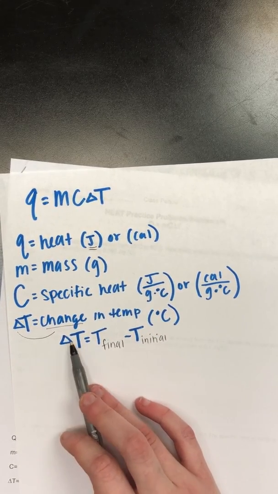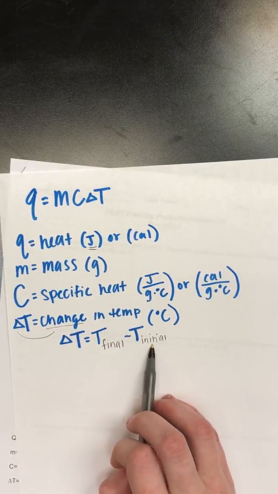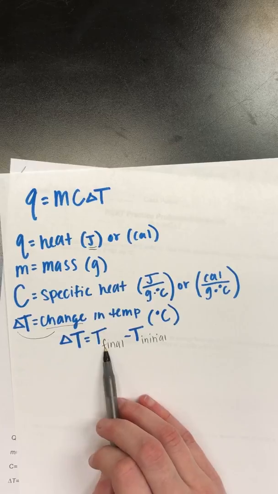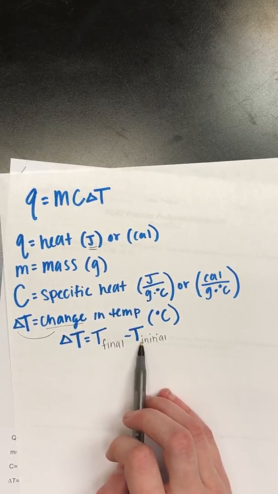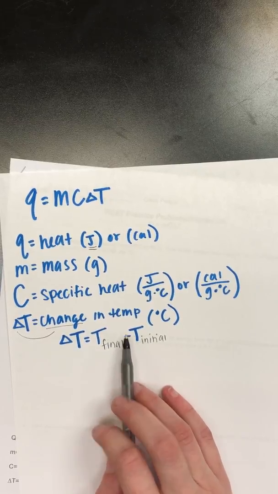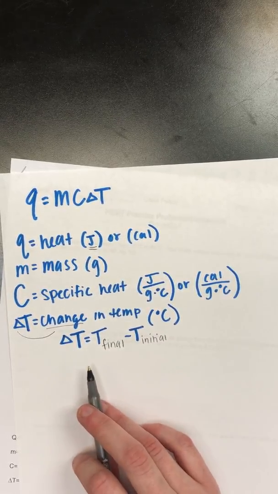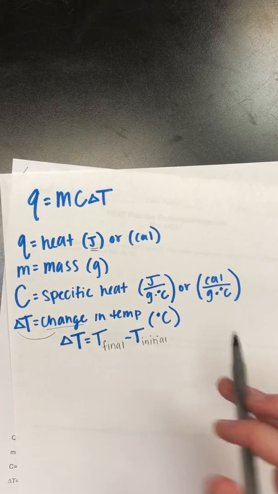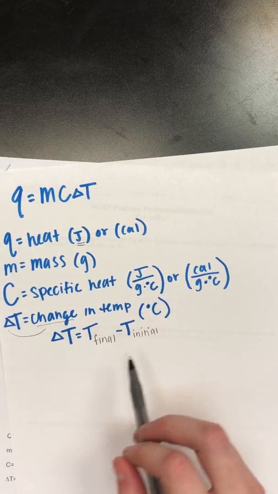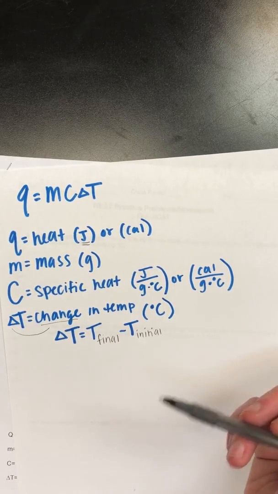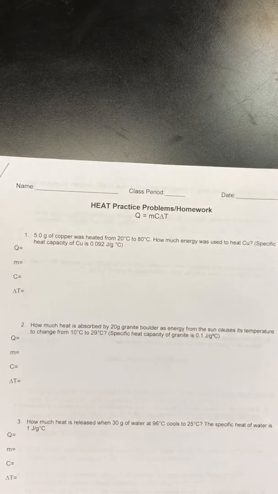To find delta T, it's the T final minus T initial, okay? So you have to do final first minus the initial. This is on your formula chart. The thing that sometimes can be tricky is they'll just say the temperature was raised or lowered 15 degrees. If they don't give you a final or initial, most of the time that is your delta T. Okay, so this is our formula. This is it broken down. You will have this on the side to reference as we go through these problems.